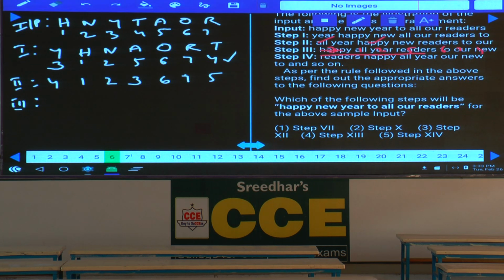Then again step 3 to step 4, if you observe here, 3 to 4. Readers is coming to the first place, that is the fourth word coming to the first place. Happy, first word going to the second place.